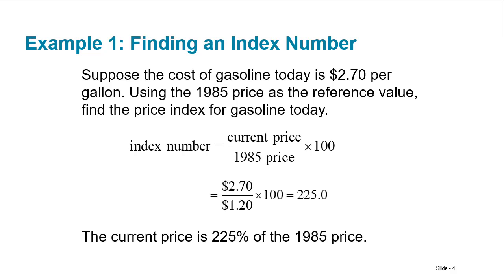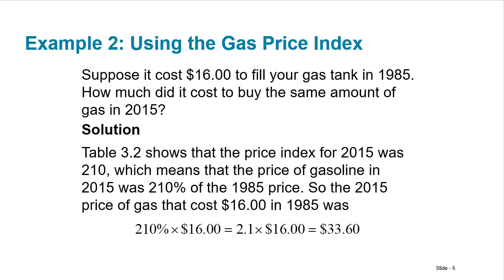So instead of 2.25, which you would know as a decimal would be 225%, you move it over, and that would be 225%. So the current price is 225% of the 1985 price, or it's basically 2.25 times as much, right? Because 200% is 2 times as much.